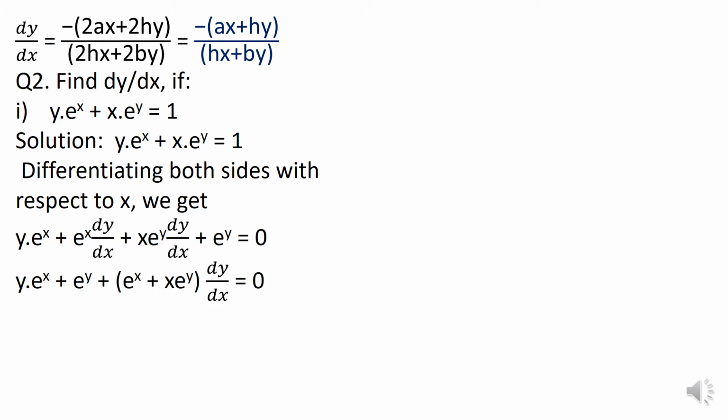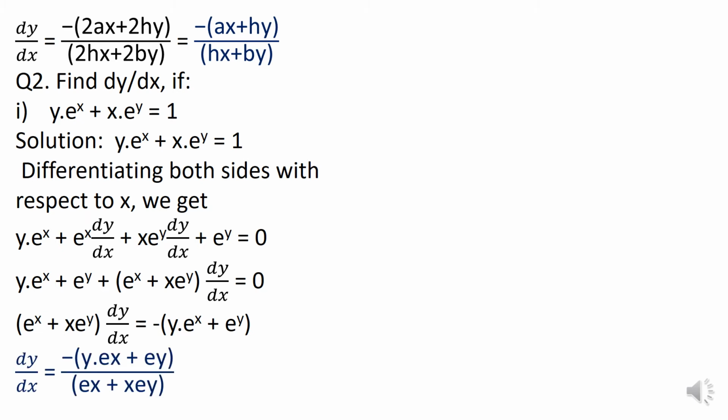In the next step, we take the terms containing dy by dx and write them in the bracket. In the next step, the dy by dx terms are put on one side. The remaining terms are written on the RHS. Then we get the final answer for dy by dx by rearranging all the terms on the RHS.